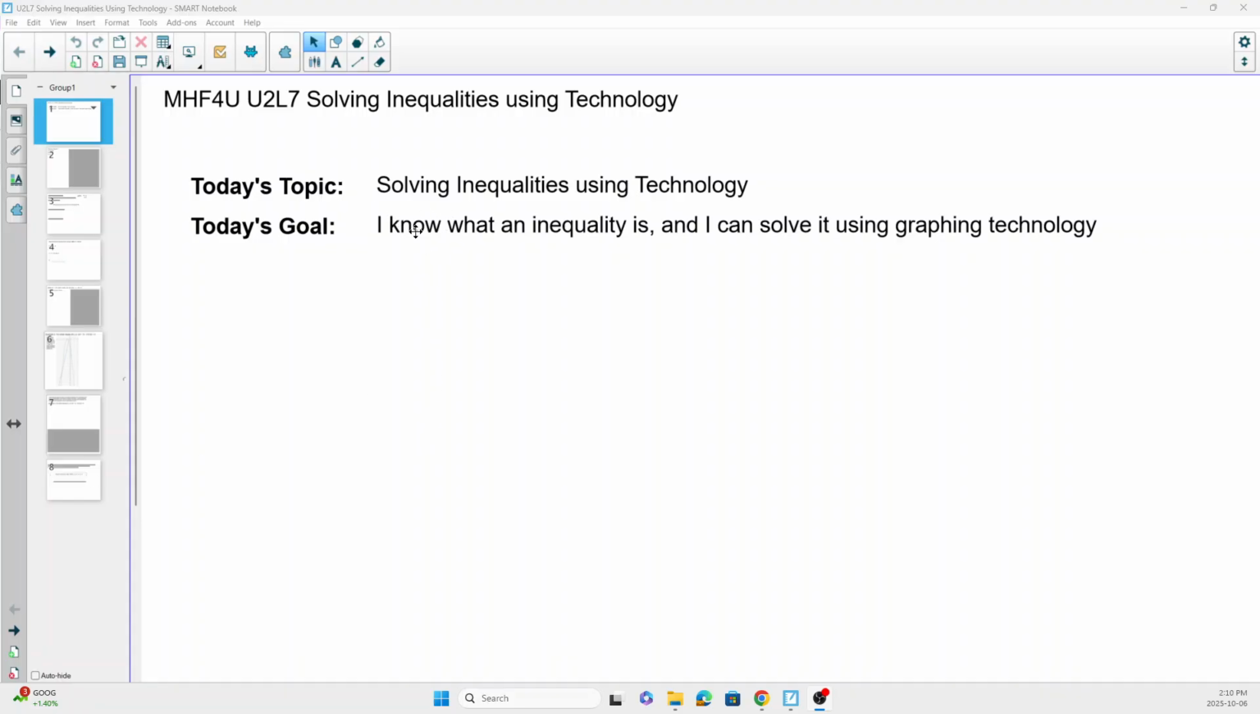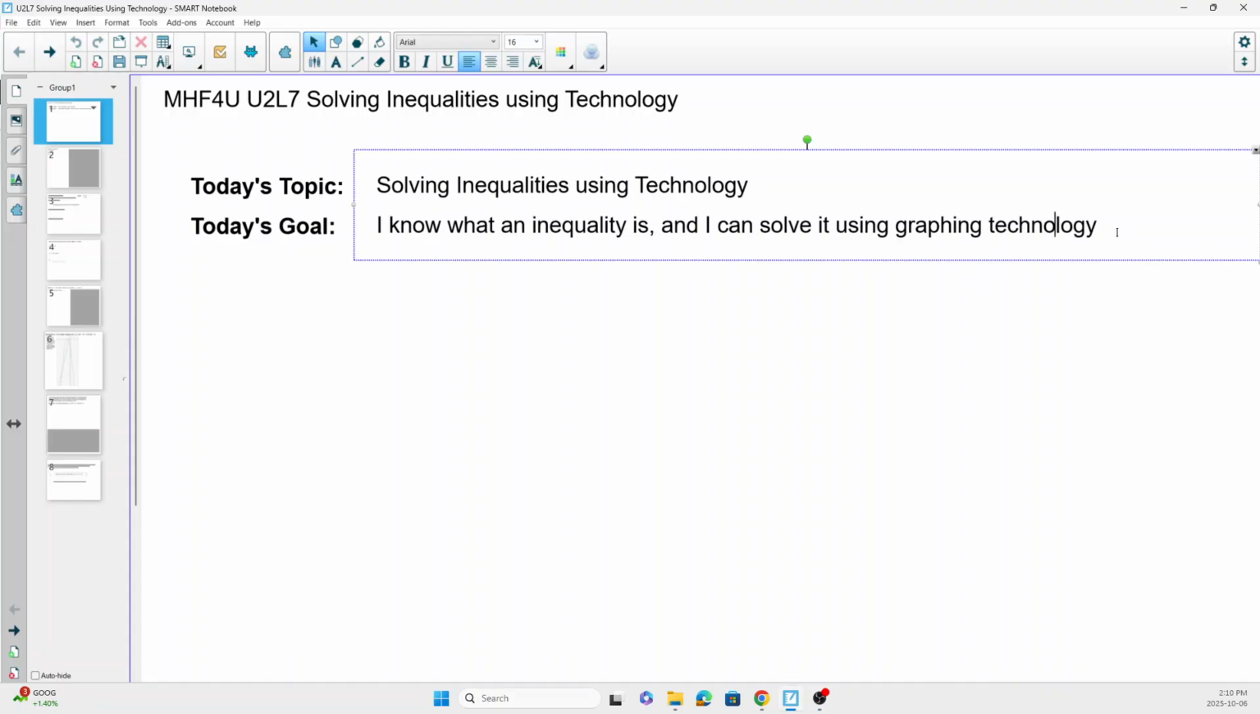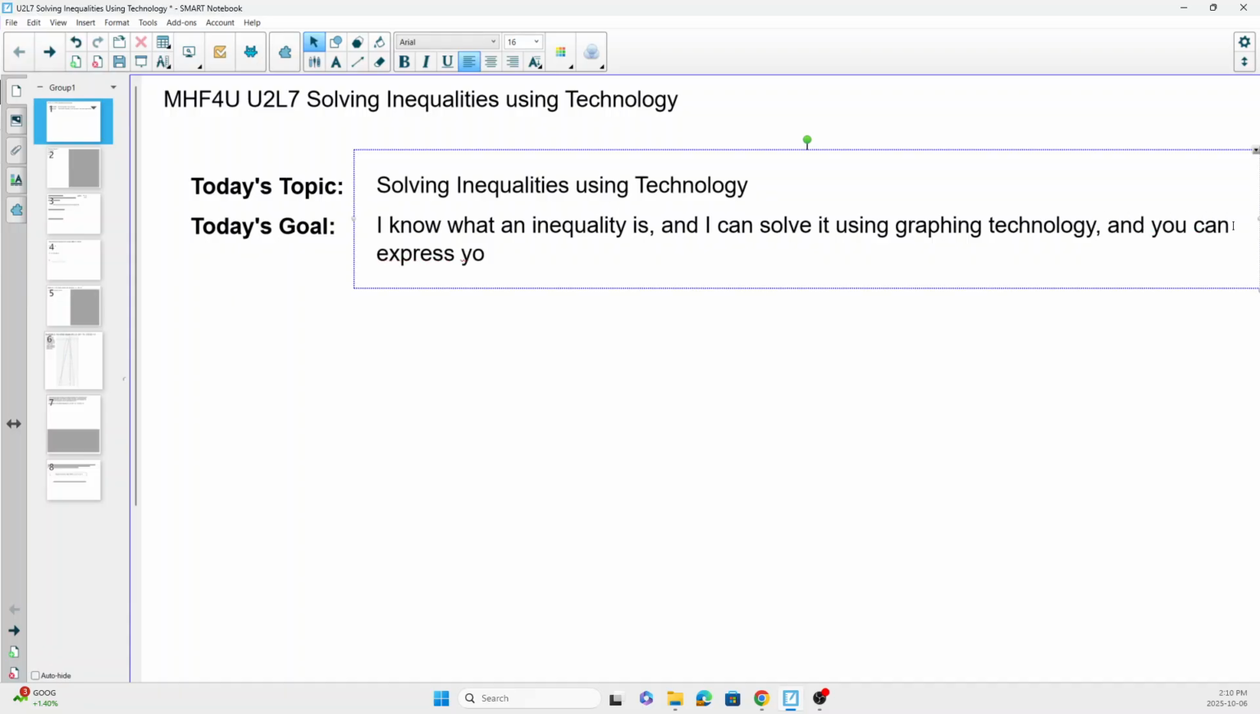Okay, so by the end of today's lesson, you will know what an inequality is, and you can solve it using graphing technology. And I should also state, you can express your answer in interval notation. That is important as well for this lesson.